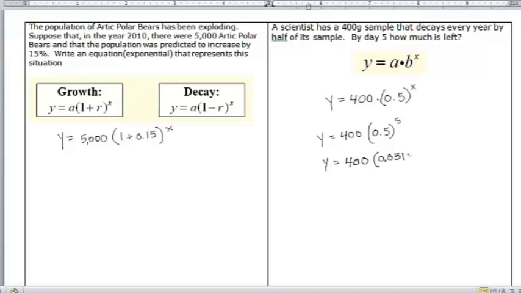We get 400 times 0.03125, and that gives us 12.5. Or if we round it off, it'll give us 13. So what this says is that if we start off with 400 grams of a sample, after 5 days, 13 grams will be left.